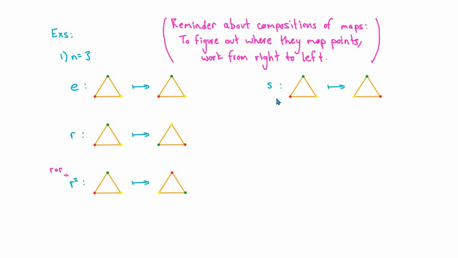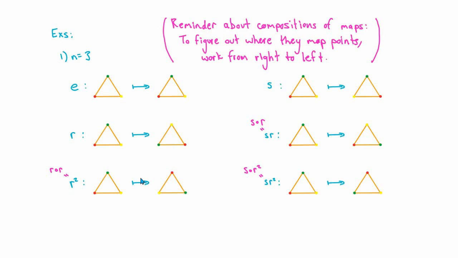Well, now that I've discovered this new transformation, I can also think about what happens when I compose it with R. To figure out what SR or S composed with R is, I work from the right to the left. So first I apply R, which rotates the original triangle counterclockwise 2 pi over 3 radians, and then I apply S, which reflects this triangle through the vertical line passing through the origin. That gives me the triangle pictured here, and that's a new rigid motion that's not in our list.